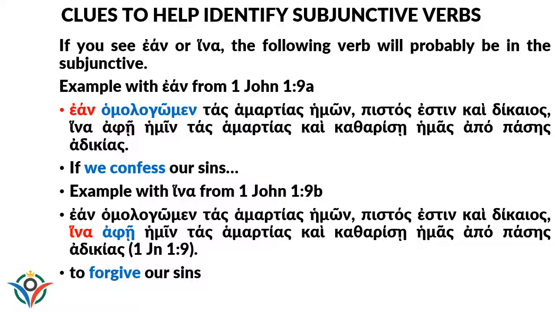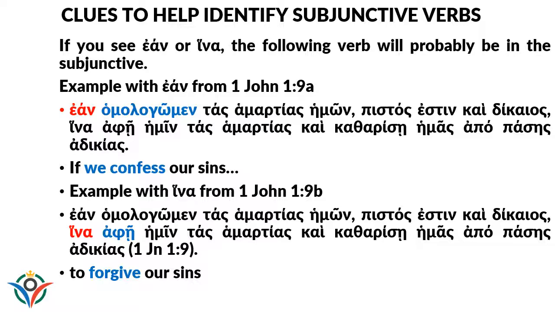Let's move on to the next section of this lesson, which has to do with clues to help identify subjunctive verbs. Now, if you remember, when we were learning the present subjunctive forms, we saw that there were one or two forms that were identical to the indicative mood. And we said that one way that we can distinguish between the indicative and the subjunctive forms is by looking at the context in which they're found. But a more helpful way to distinguish between the indicative and the subjunctive is to look for specific clues within the text itself. So I want to introduce you to those clues now.